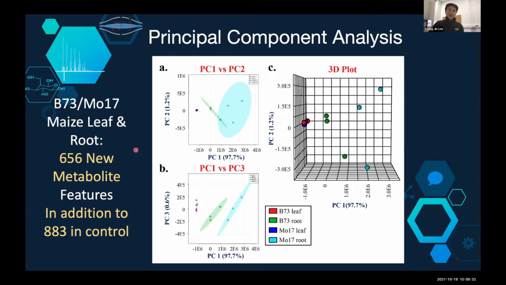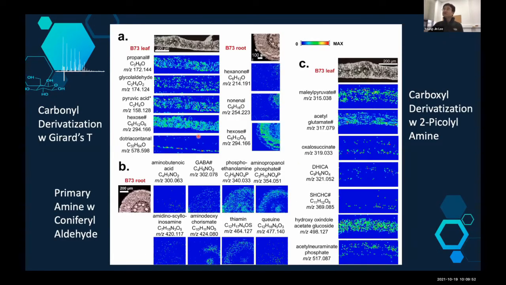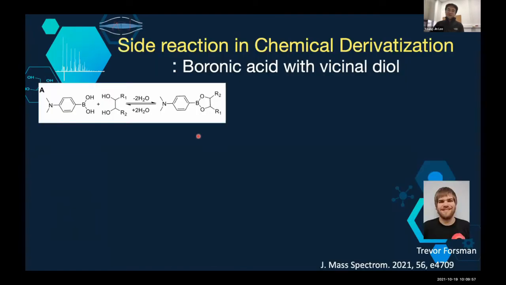So out of this information, there are many things you can do. Like you can do principal component analysis to differentiate genotypes versus tissue types, and we can do some semi-quantitative changes for each of the metabolites. And of course, you can see many different compounds visualized. So one of the limitations of on-tissue chemical derivatization that people need to keep in mind is that there might be some side reactions that could happen.